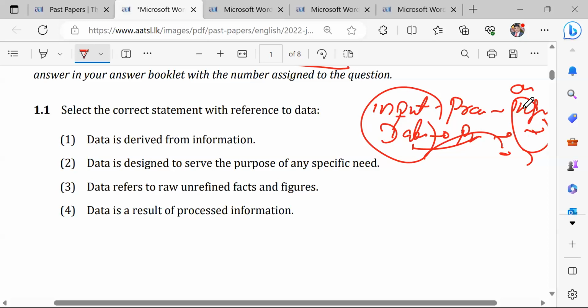Then the process part: in the process part, we can process the same set of data in different ways, and we can generate different types of information.